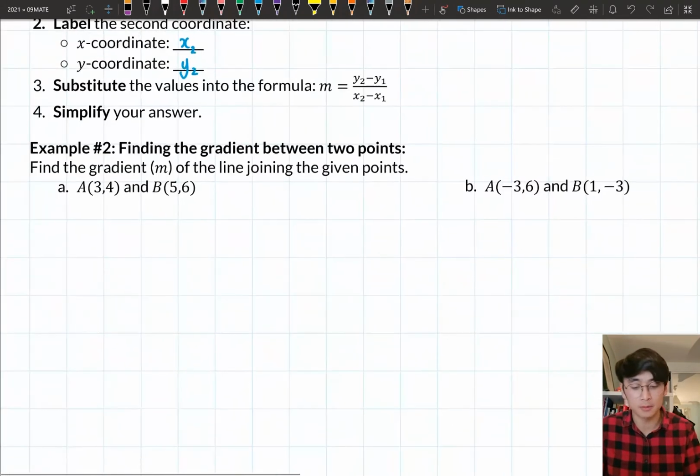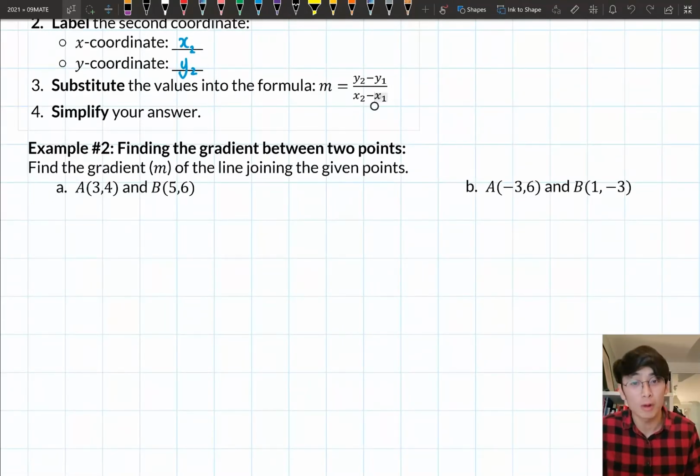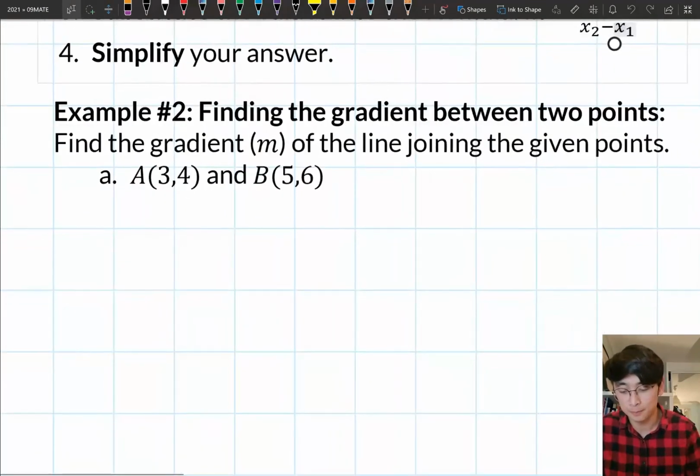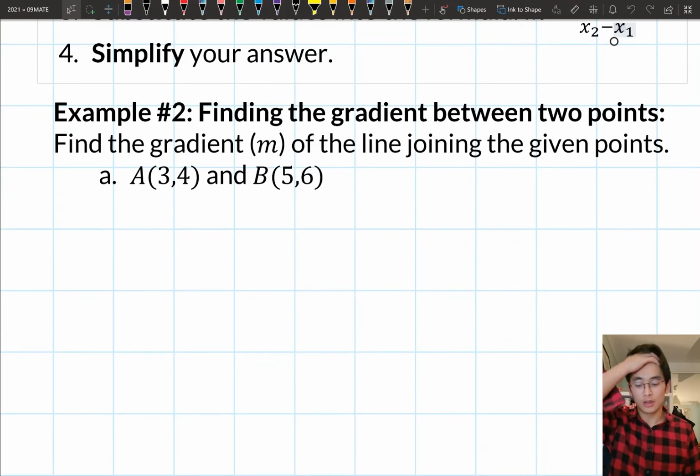So we've got 2 examples here where we need to find the gradient between these points, and we're only given the coordinates. So find the gradient m of the line adjoining the given points. So let's have a look at this first one here. A. So in A, we've got our 2 points, A, 3, 4, and B, 5, 6.